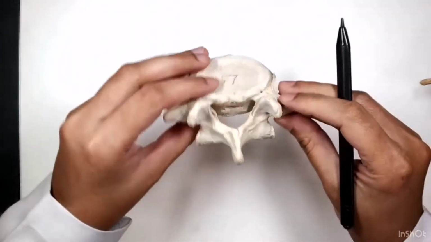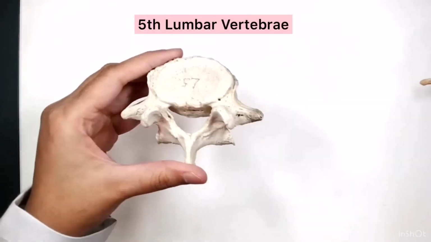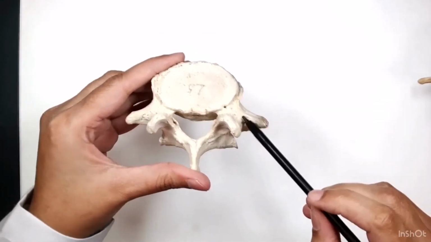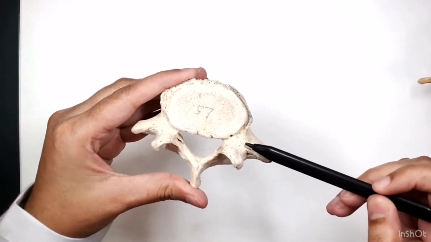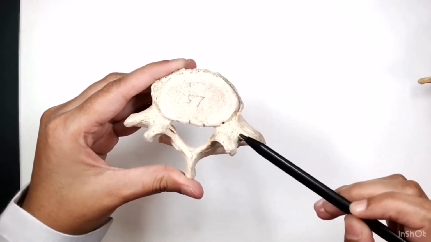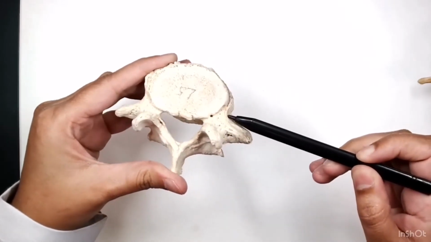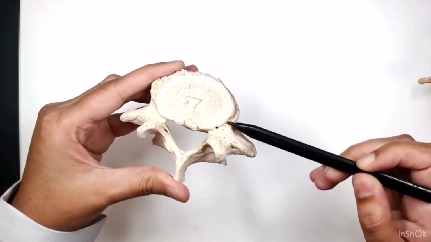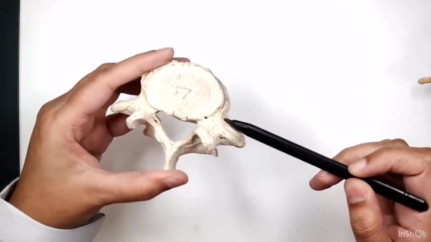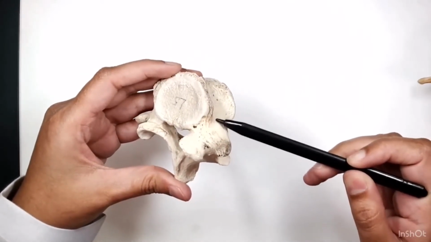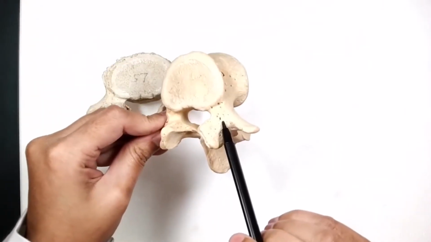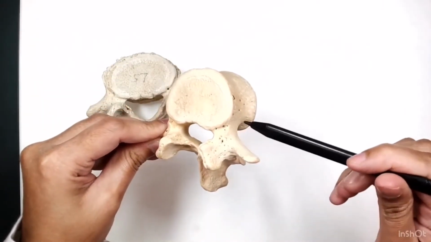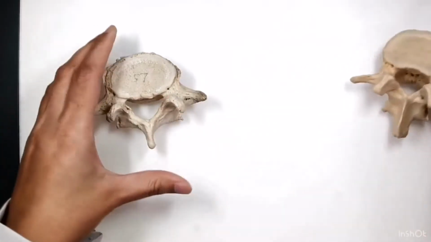Now coming to the surface features of L5. L5, how to differentiate it? First point is, see this transverse process. This transverse process is pyramidal and the base of this transverse process is covering the whole of this pedicle and is encroaching towards the body. But in a typical vertebra, it is till the pedicles only, it is not covering the pedicle completely and it is not encroaching towards the body.